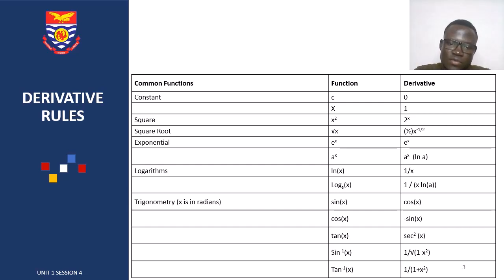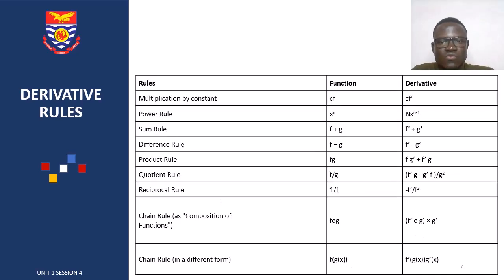Note that the x is in radians, so the derivative of sine x will give us cos x. The derivative of cos x will give us negative sine x. The derivative of tan x will always give us sec squared x. Then the derivative of sine to the power minus 1 of x will give us 1 over the square root of 1 minus x squared. And the derivative of tan to the power minus 1 of x will give us 1 over 1 plus x squared.